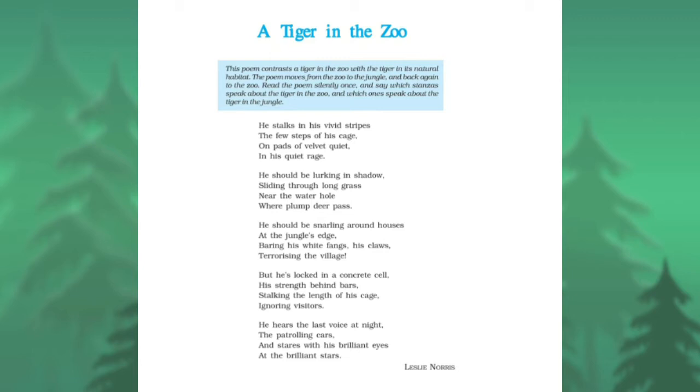So in each stanza, the poem first describes the tiger's reaction when it is in the zoo and what the tiger is supposed to do when he is in the jungle. So this kind of situation is contrasted in this poem. So let's start. This poem is written by Leslie Norris, and here only one word meaning is given, that is snarl, that is, make an angry or warning sound.